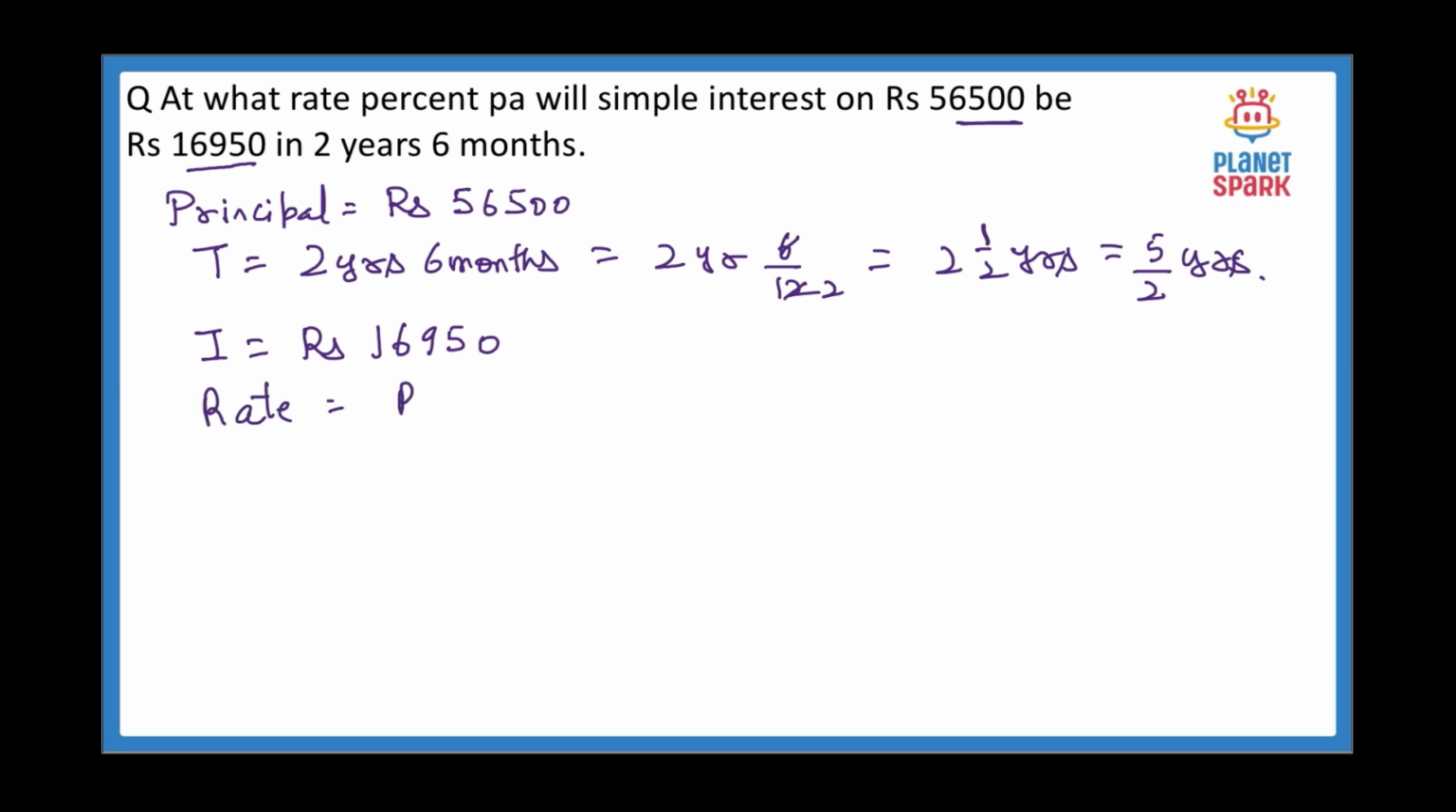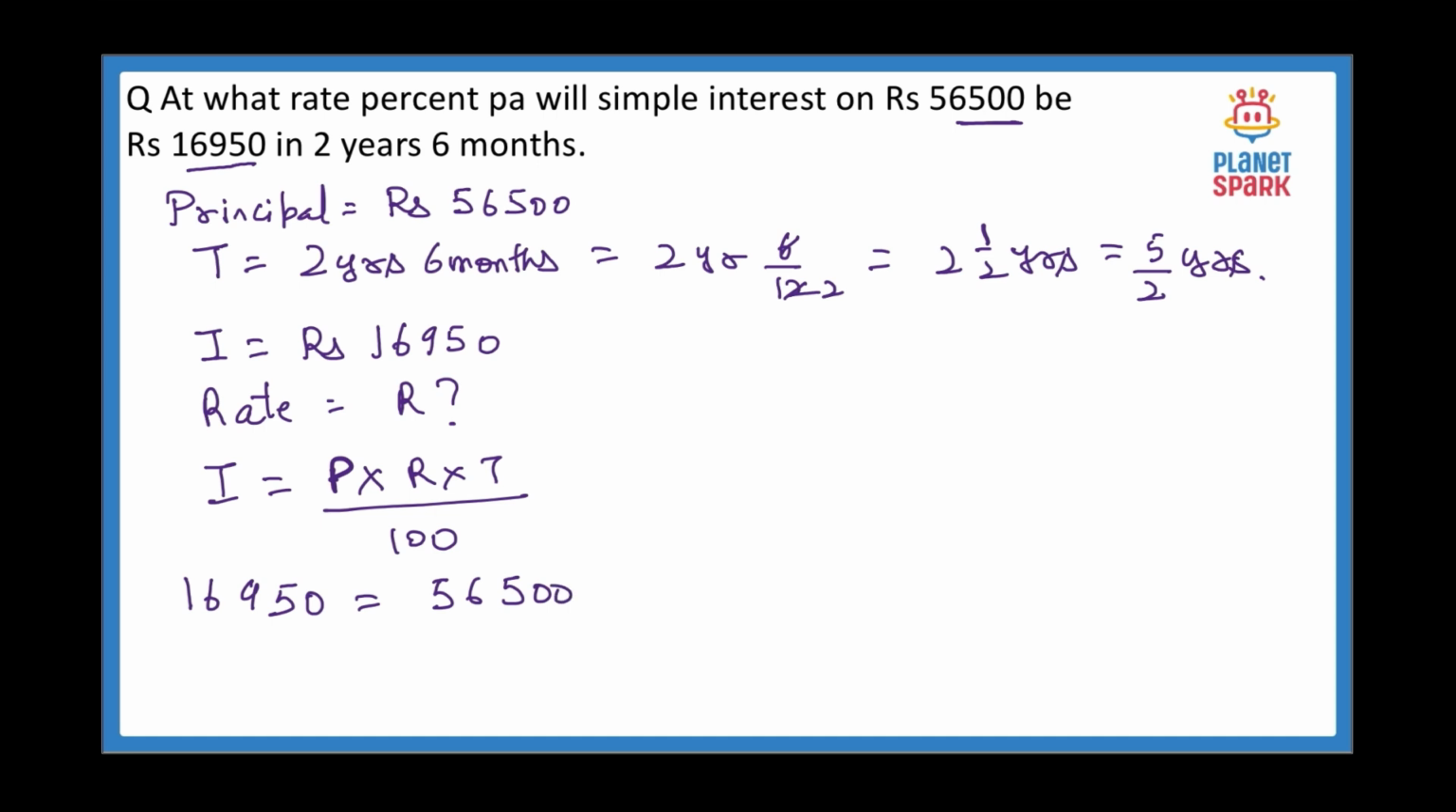Using the formula for interest, now the formula for interest is I is equal to P into R into T upon 100. In the same formula, we are going to substitute all the other values and we'll calculate the rate of interest. So in place of I, we will write 16950. In place of P, we will write 56,500. R we have to find out. In place of time, we will write 5/2, divided by 100. Again, 0 and 0 will get cancelled.